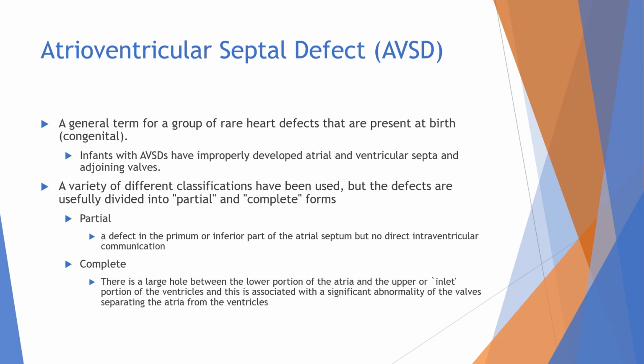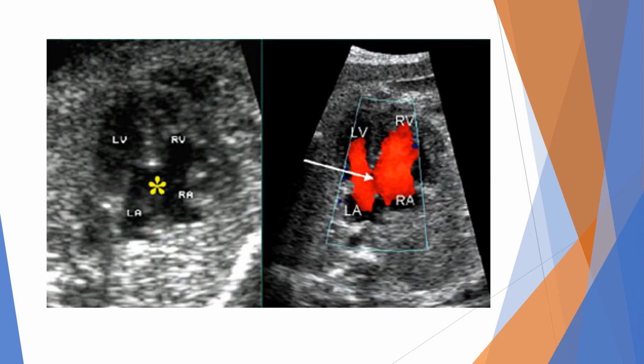And then a complete defect, there's a large hole between the portion of the atria and the upper or inlet portion of the ventricles, and this is associated with a significant abnormality. So basically, there's no middle part, there's no division, it's one big chamber. So here's an example of a complete septal defect. You can see that there's no septum dividing between the ventricles and the aorta.